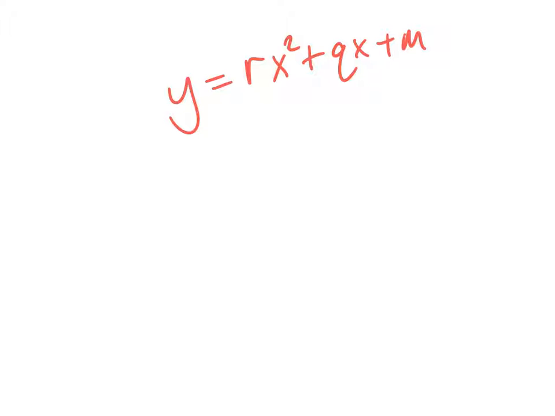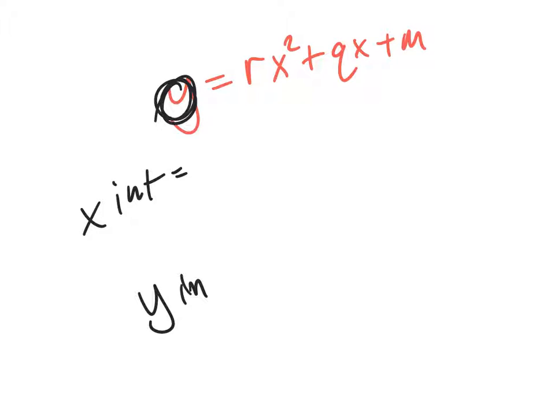Now assume for a moment that I could also find the x-intercept because I could set y equal to 0, right? Would you please find the x-intercepts for me? Would you please find the y-intercept? And would you please find the vertex?